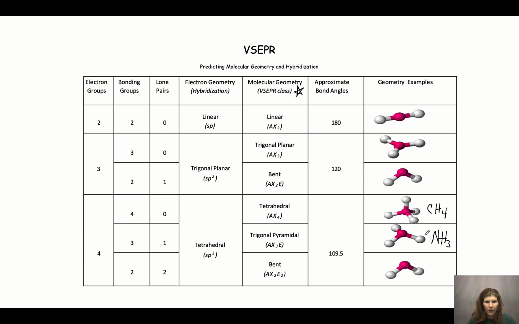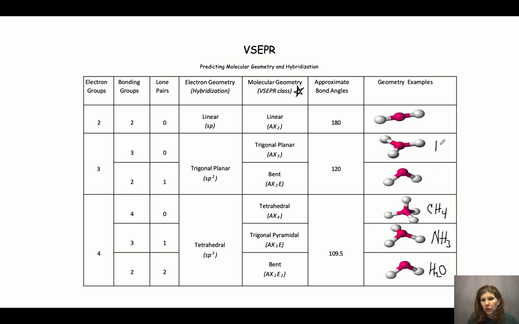Let's see, what do we have here? This one, this bent shape where you have 4 domains and 2 of them are lone pairs, this would be, let's make that better. That would be water. And I'm trying to think, what do we have here?